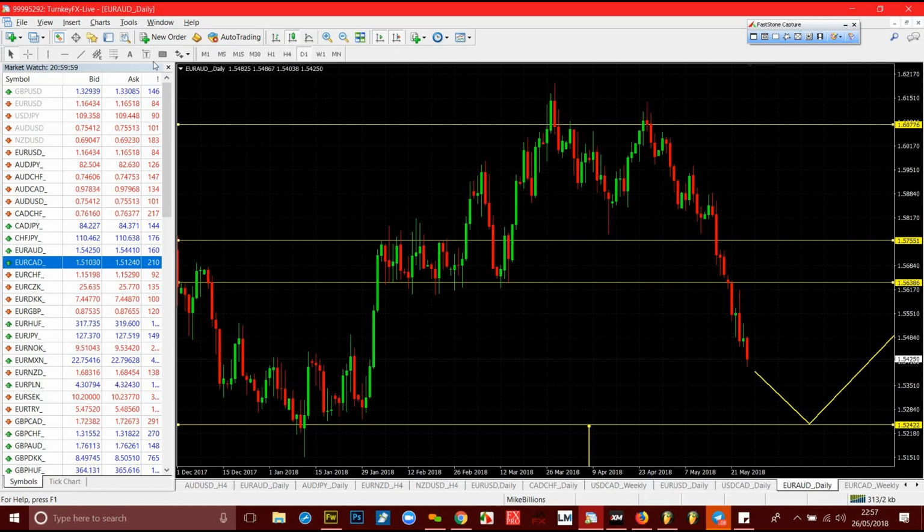I'm gonna put that here. Why am I putting this here? Because it is where price is at this point in time, and it also happens to be a supply, a demand zone. This is another demand zone.